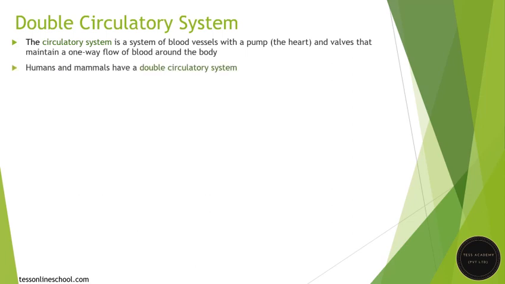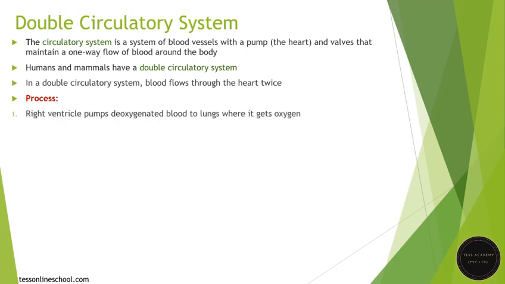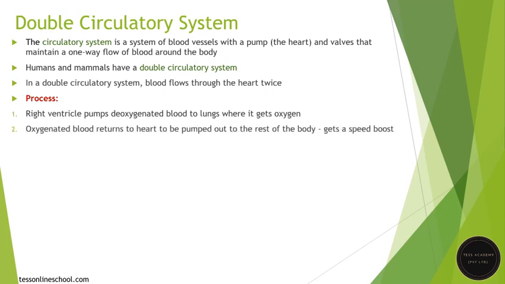Now you may wonder why it's called a double circulatory system, and it's because blood flows through the heart twice. The process of how the double circulatory system occurs is, firstly, the right ventricle pumps deoxygenated blood to the lungs where it receives oxygen and becomes oxygenated blood. Oxygenated blood returns to the heart to be pumped out to the rest of the body where it receives a speed boost due to the high amount of pressure built up due to the thick muscle walls. Then, the deoxygenated blood returns to the heart.